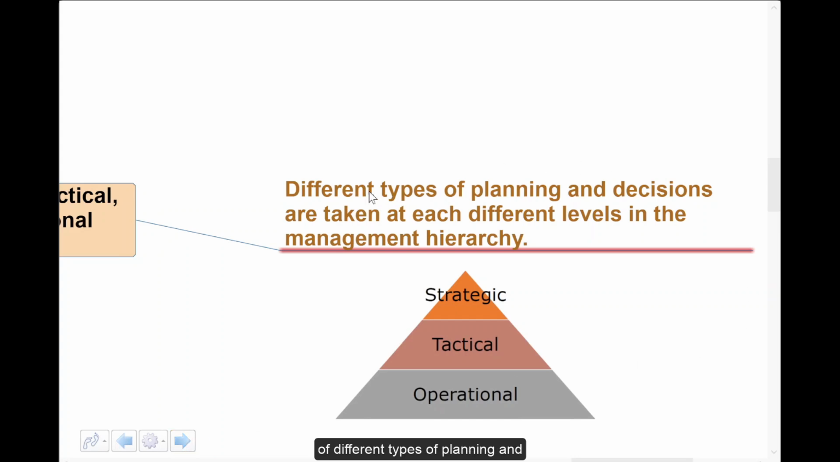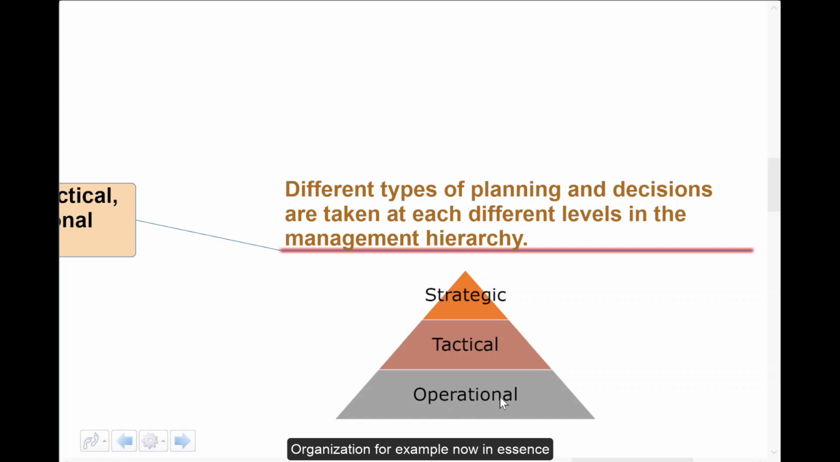So note that different types of planning and decisions are taken at different levels in the management hierarchy. If you're working at the moment, I would guess that there are several levels or hierarchies within your particular organization. Really strategic at the top, tactical in the middle, think middle level management, and then operational, think functional or shop floor, perhaps day-to-day activities in a manufacturing organization, for example.